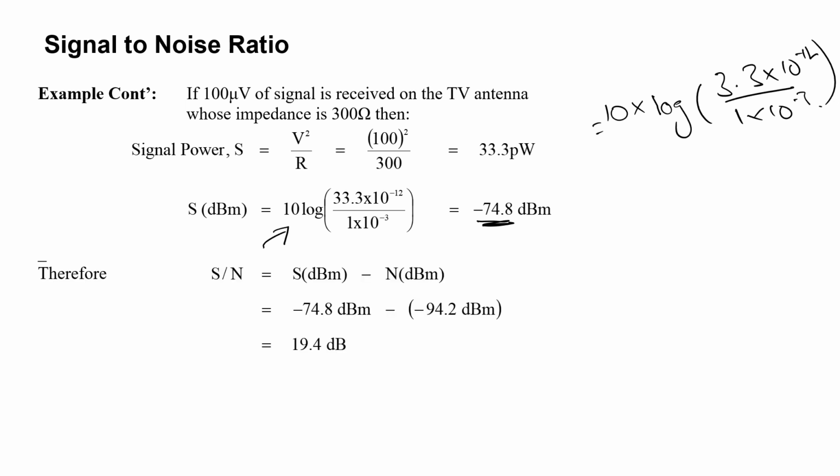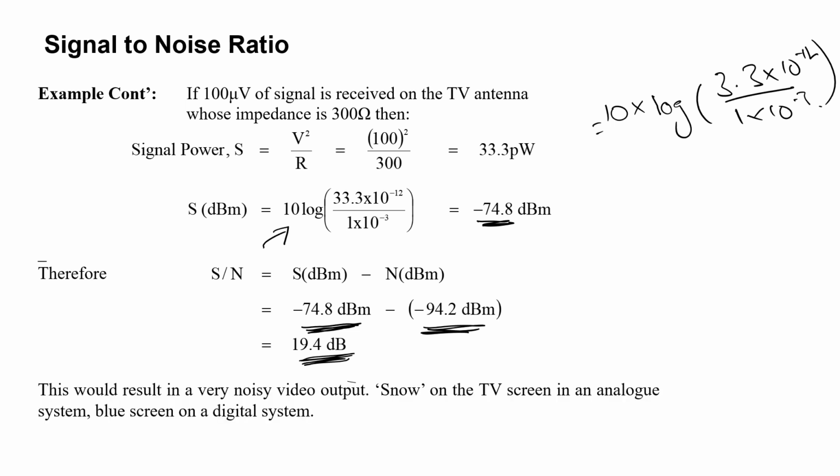Therefore, the signal to noise ratio, that is S in dBm minus N, is minus 74.8, which we get from here, and minus 94.2 is the noise level. Now, if we work out this calculation, we have 19.4 dB. So the overall signal to noise ratio is 19.4 dB, but we know that we need a high signal to noise ratio to be able to get a good received signal.